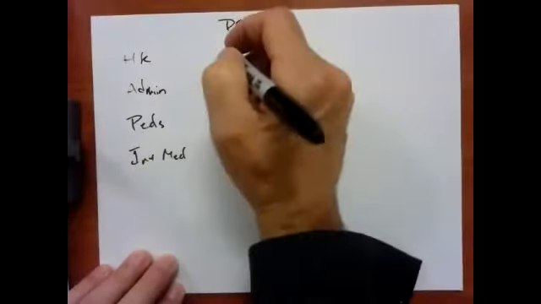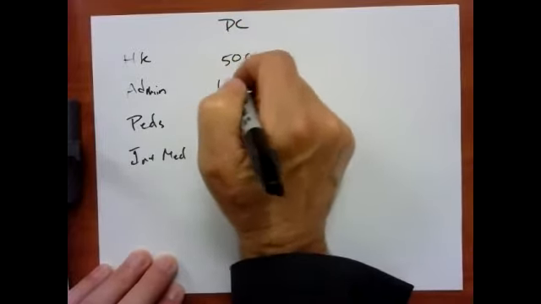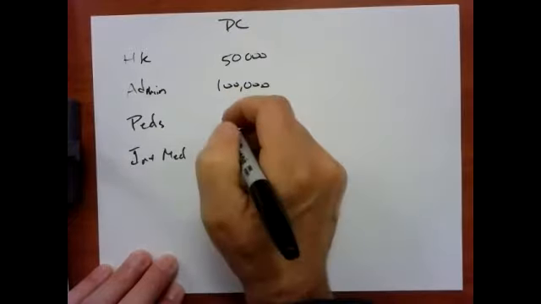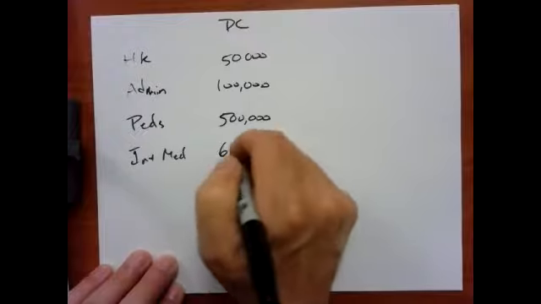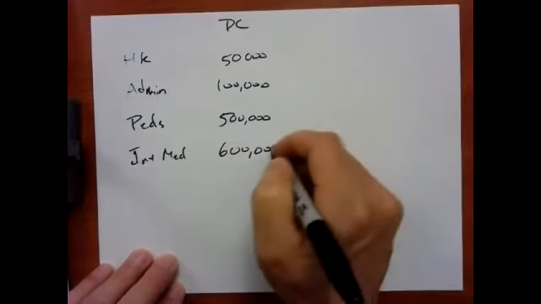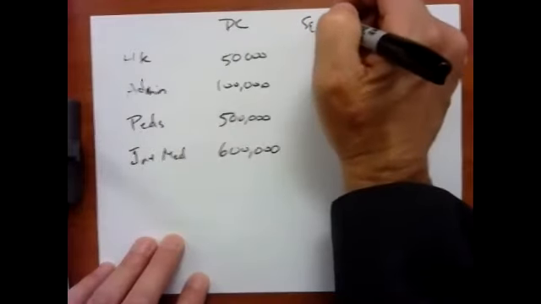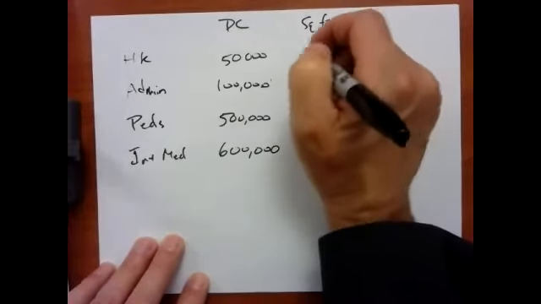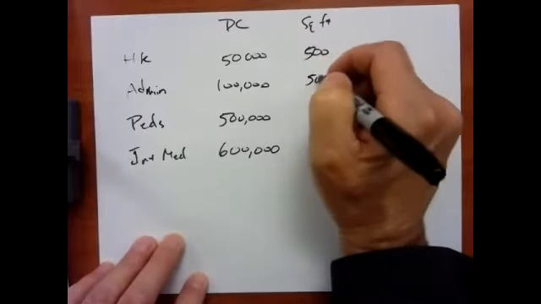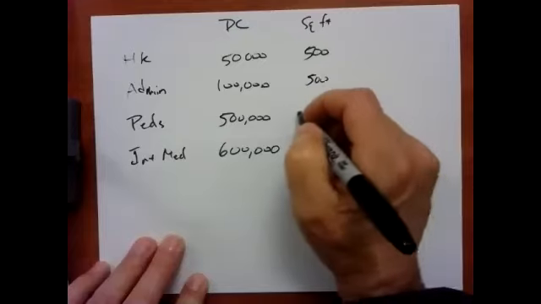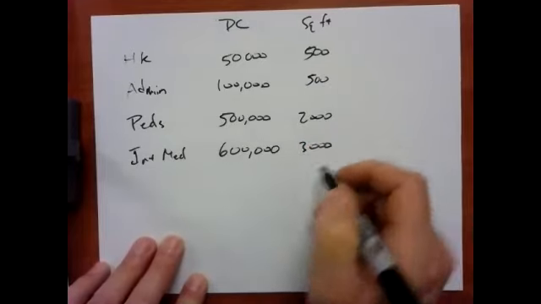Direct cost for housekeeping is 50,000. Direct cost for admin is 100,000. The direct cost for peds is 500,000. The direct cost for internal medicine is 600,000. We have square footage. Housekeeping has a small square footage, it's got 500 square feet. Admin is pretty small, it's got 500 square feet. The peds clinic has 2,000 square feet, and internal medicine has 3,000 square feet.